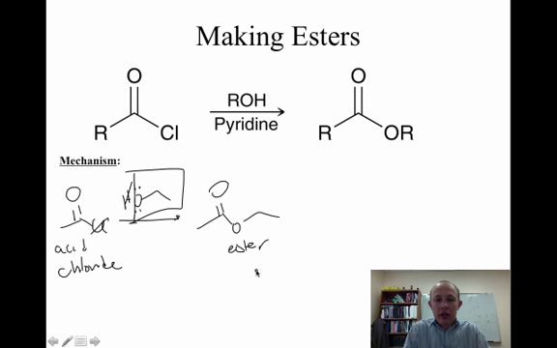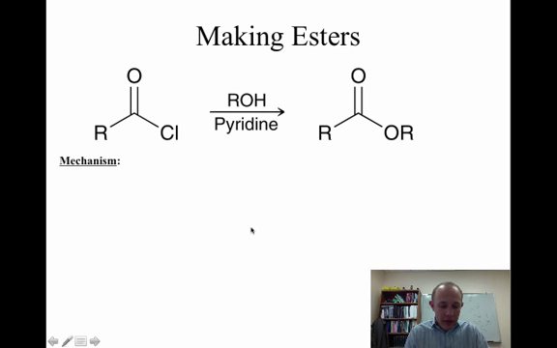And the mechanism here is going to be the same as the previous case, but oftentimes we add pyridine to accelerate the reaction. Pyridine is an amine base, which is capable of removing a proton. So in this reaction, let's see how this works. Well, we have our acid chloride. We have a good nucleophile, ethanol.